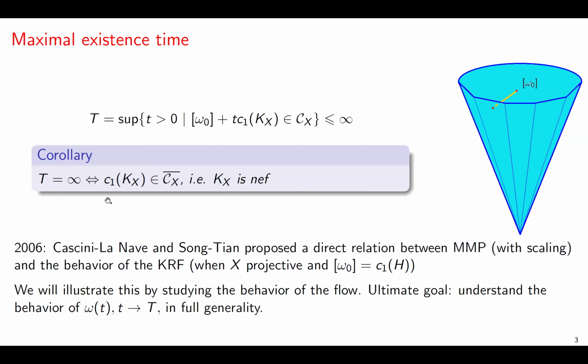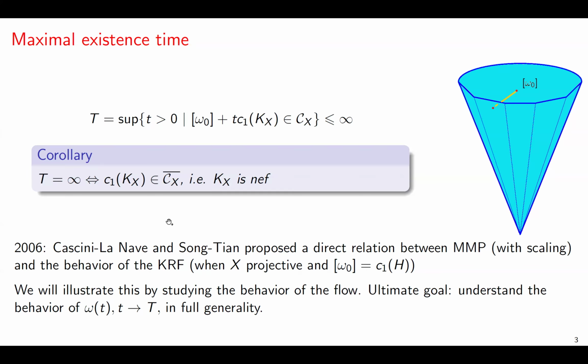So I believe it was this picture here, at least the picture in cohomology, which inspired Paolo Cascini and Gabriele La Nave, and independently Song and Tian around '06 again. They proposed a direct relationship between the minimal model program, now we would say with scaling, and the behavior of the Kähler-Ricci flow. The proposal, of course, was when X is projective, and let's say the initial class is an ample line bundle, c_1(H), and then you can see this would be H plus tK_X, and the first singularity exactly looks like the first time when you need to do some surgery along the MMP with scaling.